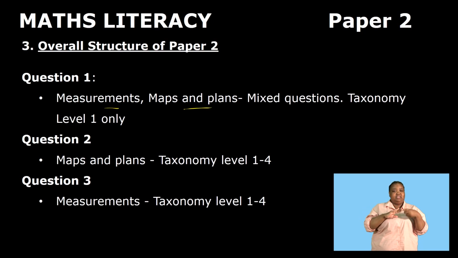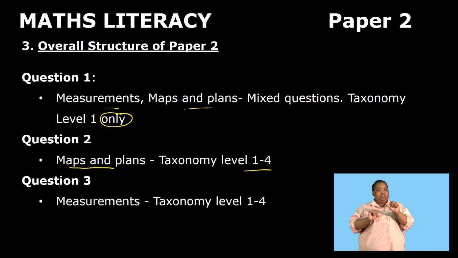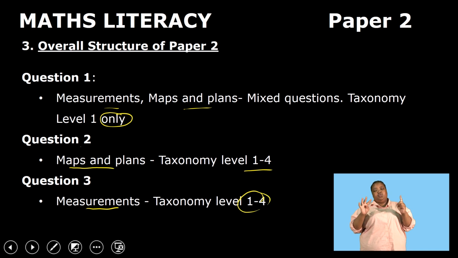With question 1, looking at the overall structure, measurements, maps and plans will be assessed, whereby there will be mixed questions and the taxonomy level will be level 1 only. And with question 2, it's possible that the examiner might assess maps and plans, whereby the taxonomy levels applied will be level 1 to level 4. With question 3, it could be measurements, and the taxonomy level that could be covered would be level 1 to level 4.